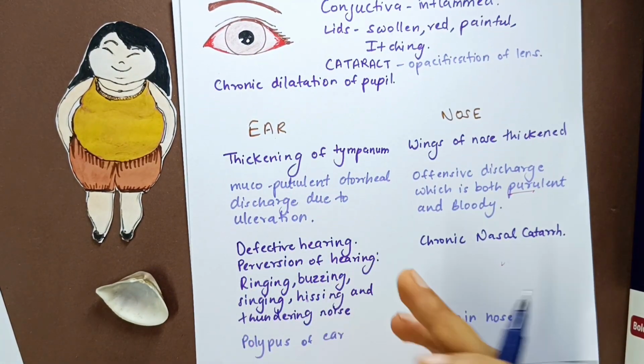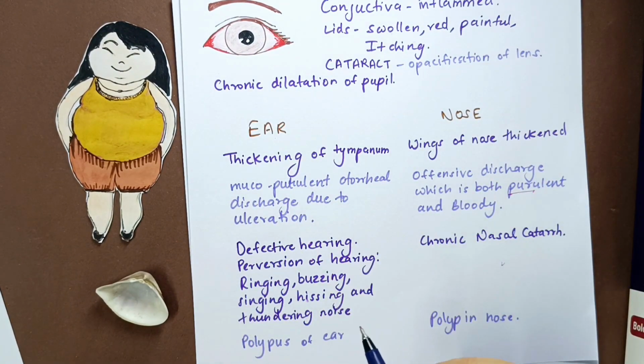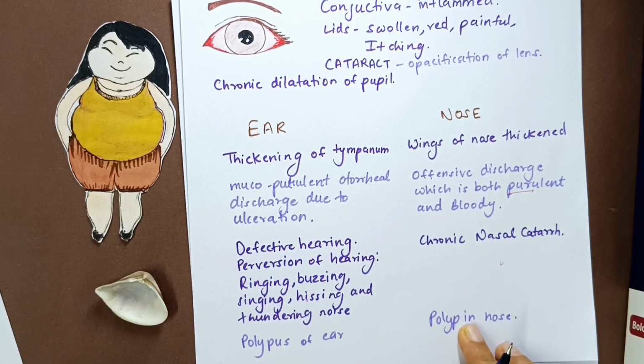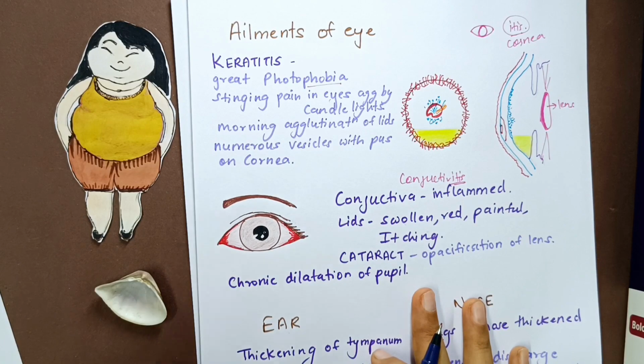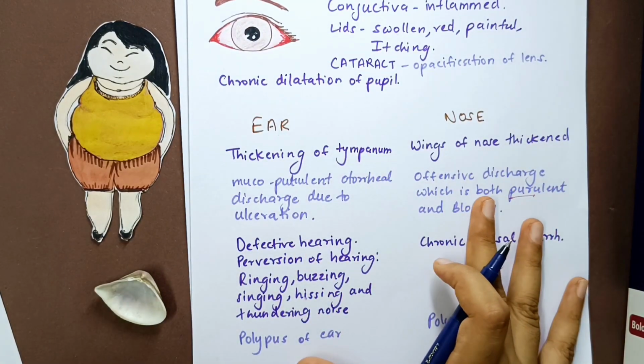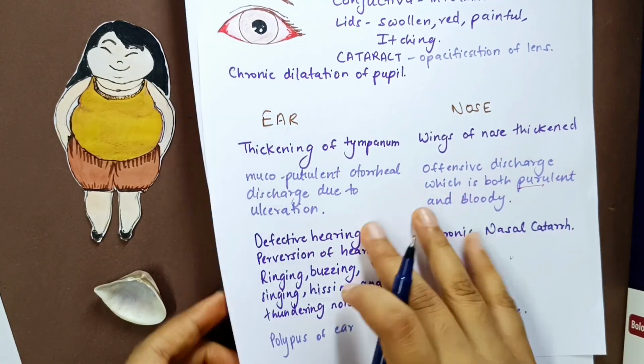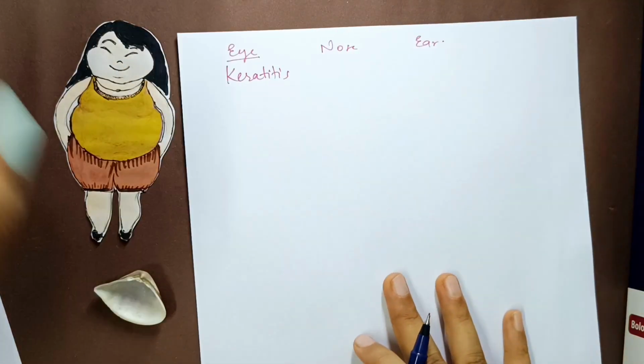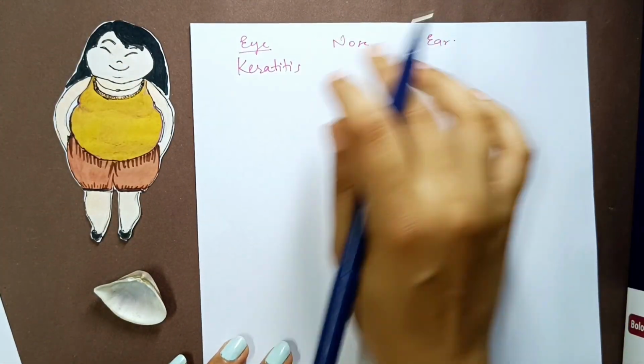Defective hearing, perversion of hearing will be there. They will not hear normally. It's not that they become deaf, but they hear something else. Roaring, buzzing, singing, hissing, thundering, anything. A polypus will be there here also, here also. That's what we learned in the eye, ear and nose related symptoms, right? So I think there's no need to write about it. So that's what we learned.